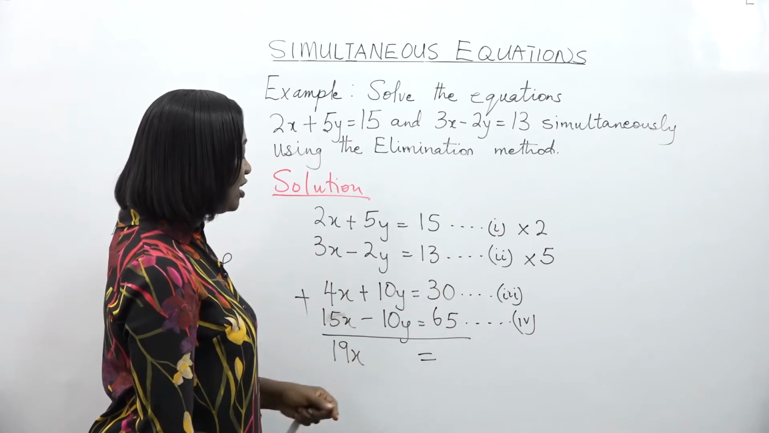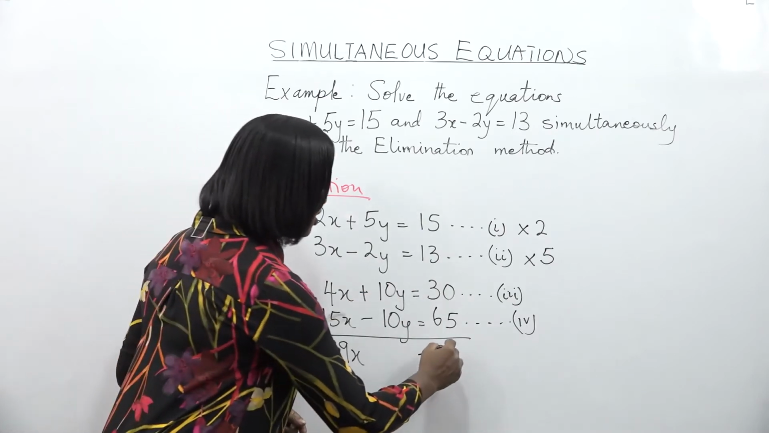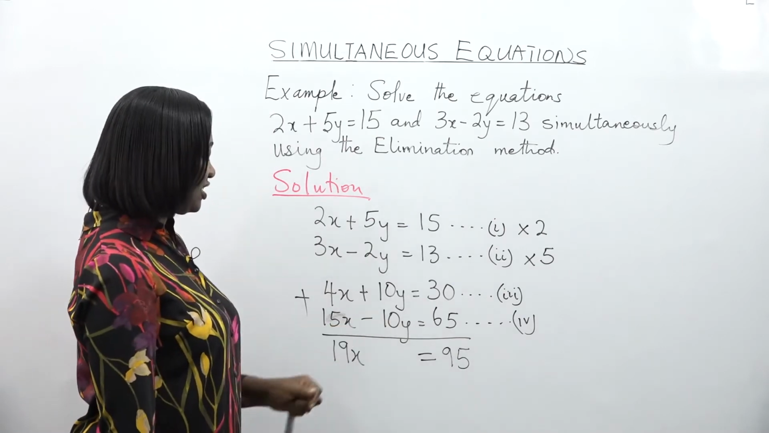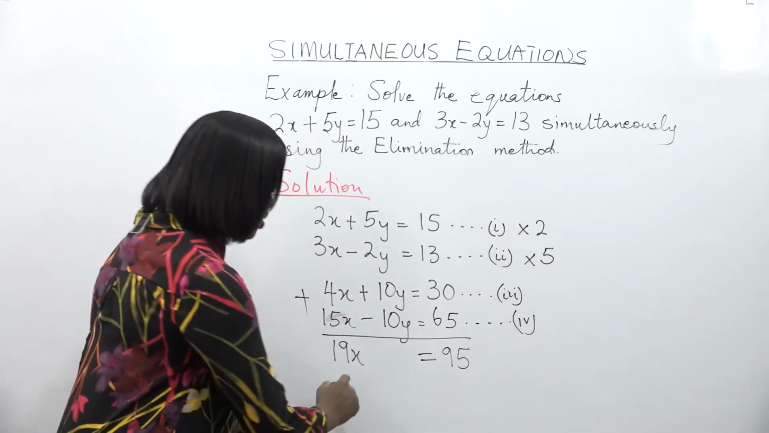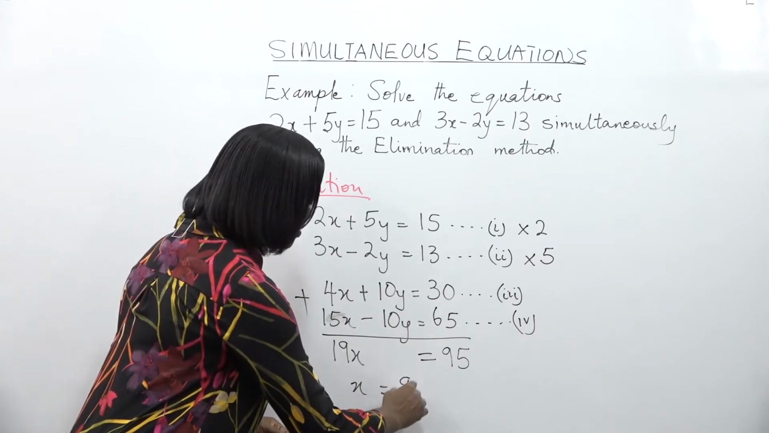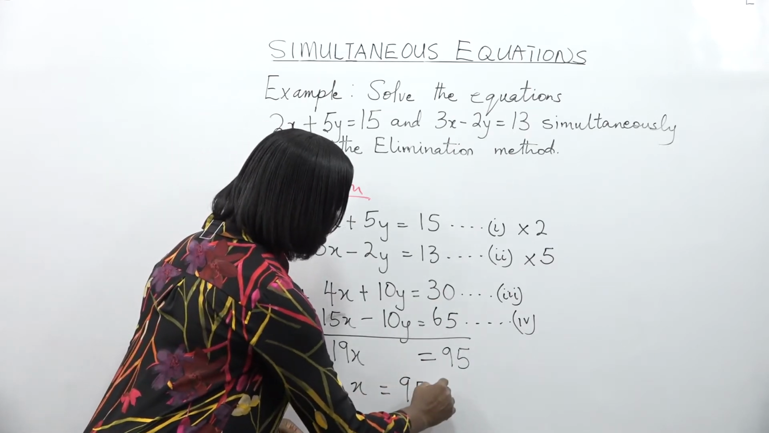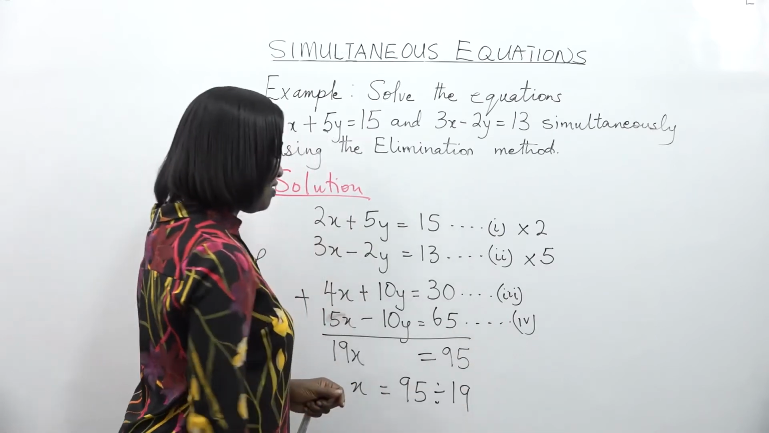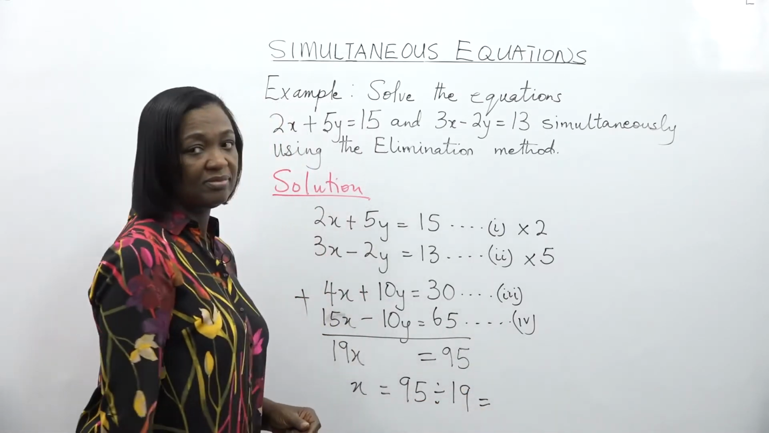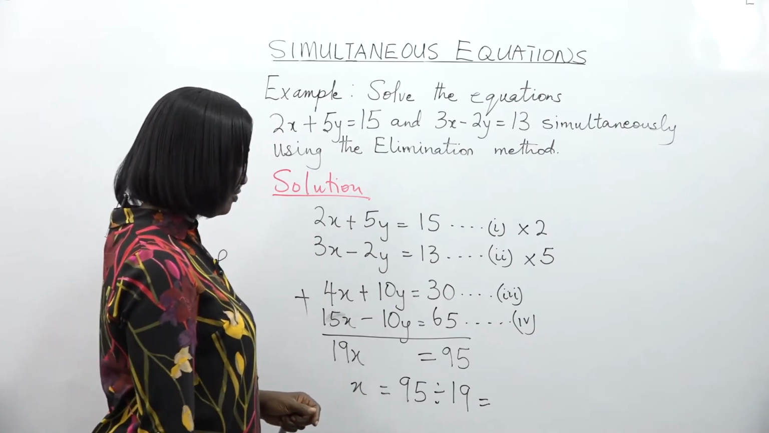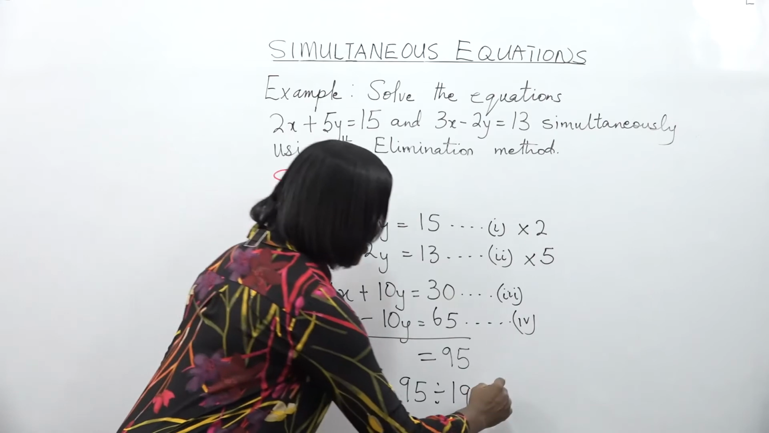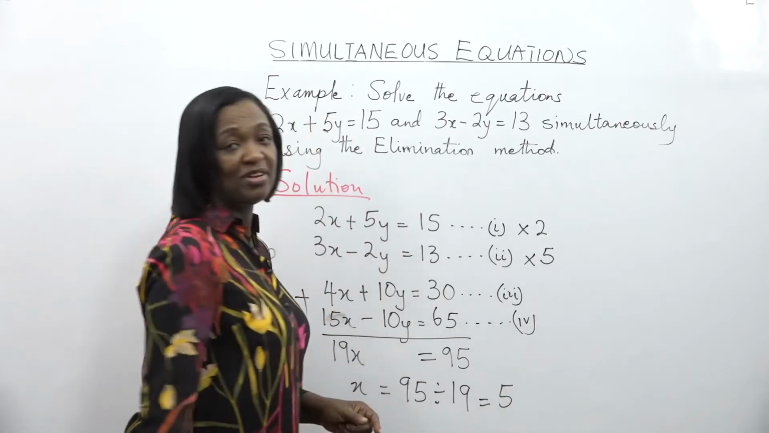Then 30 plus 65 is 95. So 19x is equal to 95. So x is equal to 95 divided by 19, which is equal to 5. Because 19 times 5 is 95.